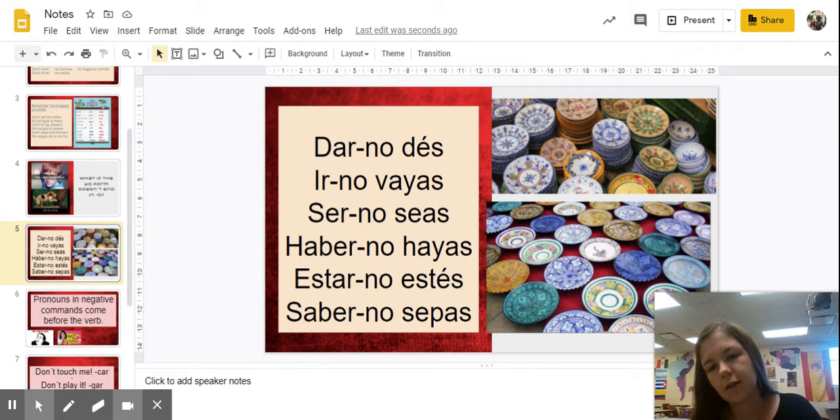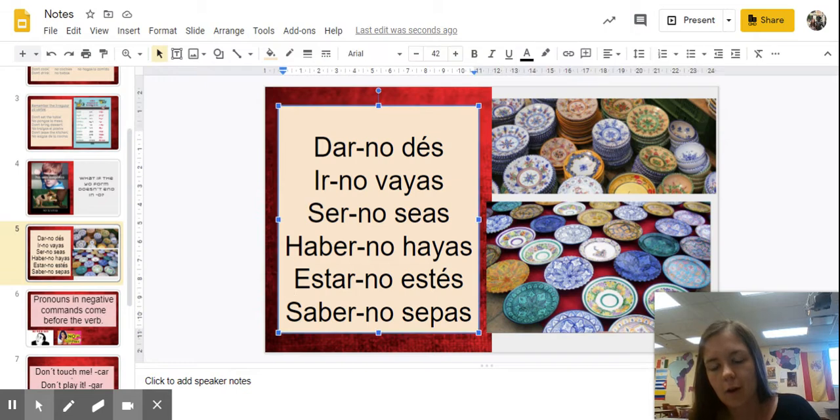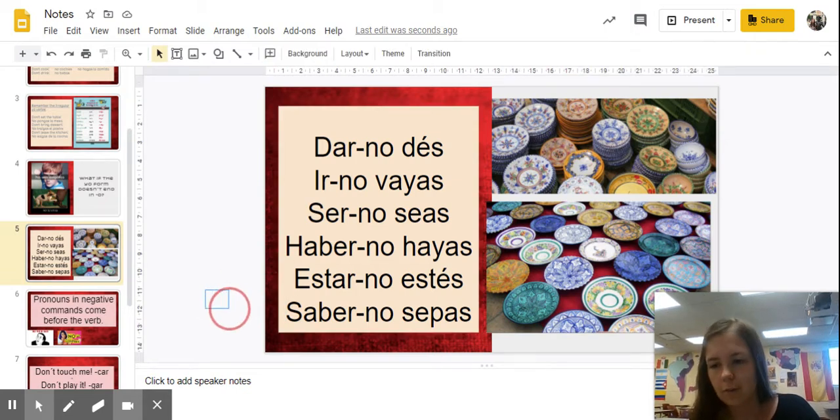Dar is to give, ir to go, ser to be, haber. We probably aren't going to use this in this unit. Just put it in your notes since you'll probably need it in Spanish 3 and 4. Estar is to be as well, and saber is to know information and how to do something.